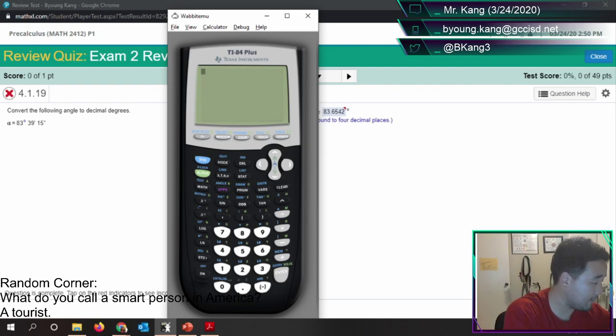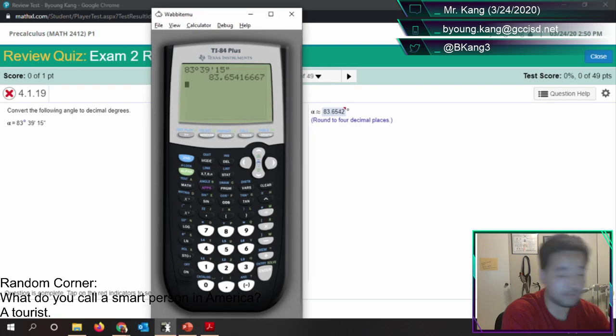Okay, so if you want to type in 83 degrees, remember you do second apps and you just type in your actual symbols. And then for seconds, you have to hit alpha plus. So you see how the answers match up.